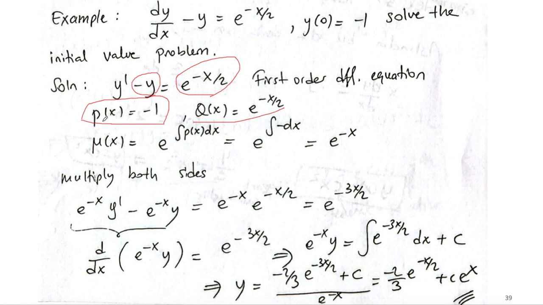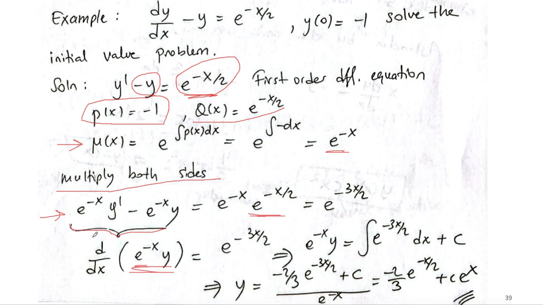Therefore, we can easily calculate for this problem. We can apply the integration factor method, because this can easily be integrated, e to the power integral of p of x dx. So we obtain the integration factor. Once we obtain the integration factor, we multiply both sides of the equation with this expression. Multiplying both sides here, we obtain this expression. Now on the right-hand side, we have e to the power minus x times e to the power minus x over 2 from the original q of x. And then this is an application of the product rule: that's the derivative of the product e to the power minus x times y.